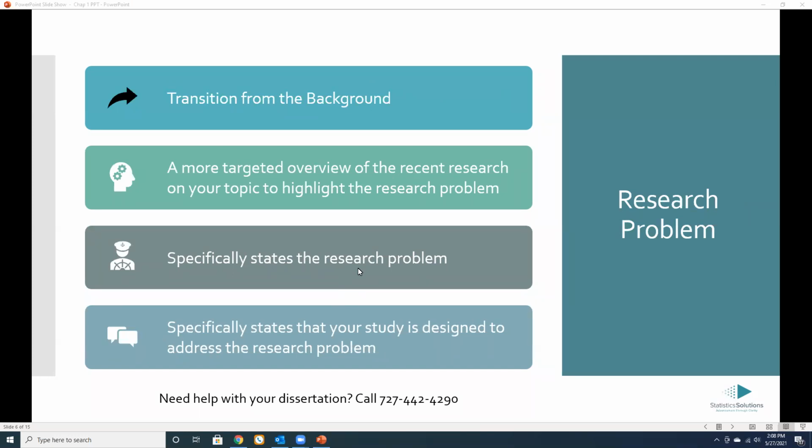You can talk in a more targeted fashion about what the specific research on your topic has shown, and how it has come to the present condition that it's in, which again includes the research issue or the research problem or the gap that is the basis of your study. And the research problem is important. Fundamentally, it's probably the most important component of your study because it drives the whole study. In other words, it is the reason that you're conducting your study.